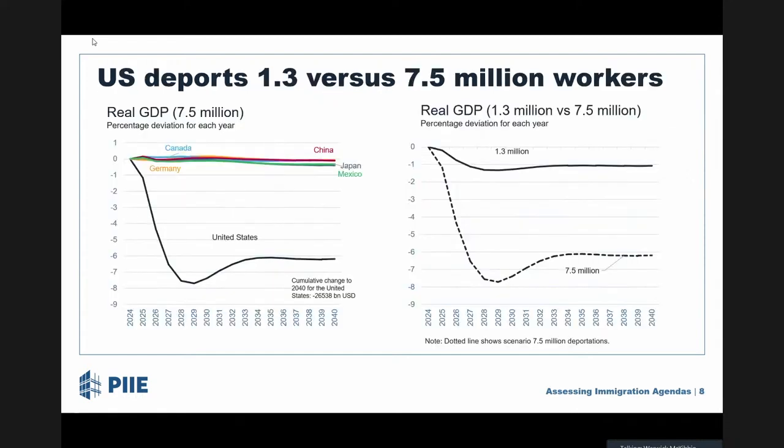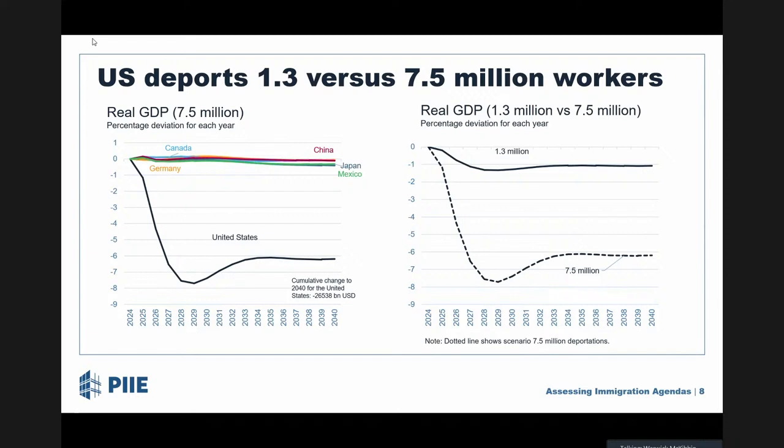And so what we do then is we project the world, making some assumptions. We then undertake the scenario. One scenario is 1.3 million workers removed proportionately across these sectors in relation to their occupation in those sectors. And we compare the two scenarios between the 1.3 million workers and the 7.5 million workers. And what we show on these charts is the change in GDP relative to what it would have been if you hadn't undertaken that policy.